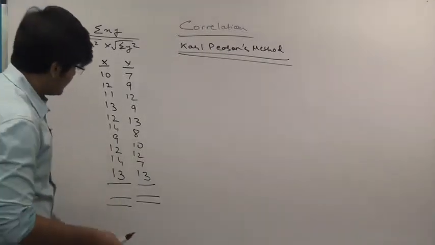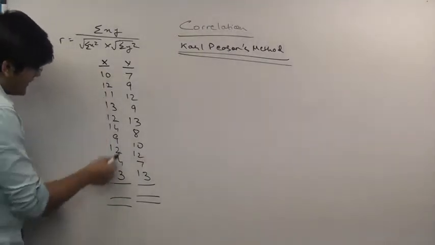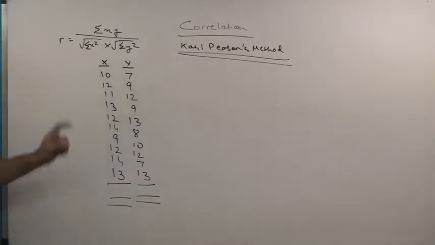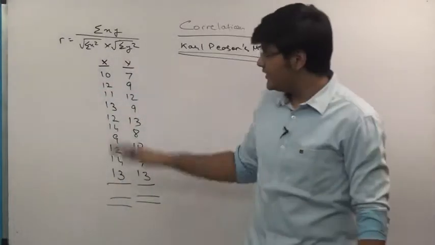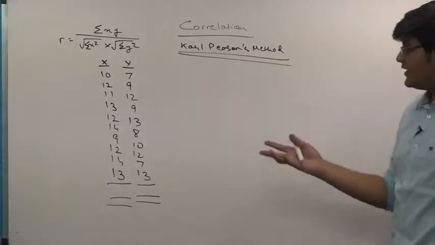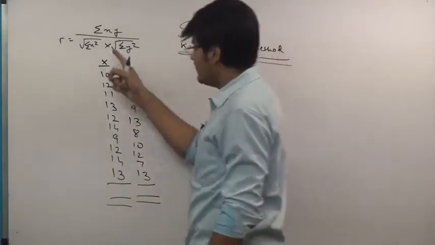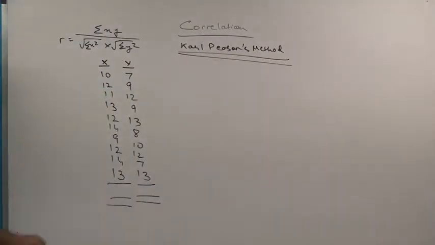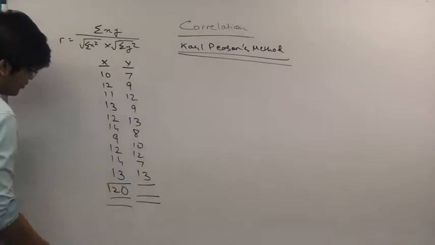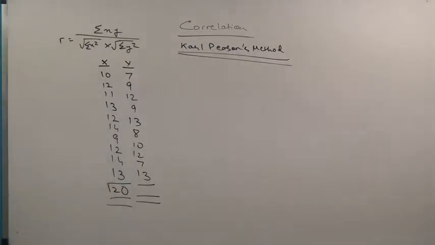Directly follow the steps. Find out the total of X, total of Y. The first thing that we'll do is find out the arithmetic mean of these two series. The mean, the average of these two series. Calculate the total for X. Coming down to 120. Total for Y.